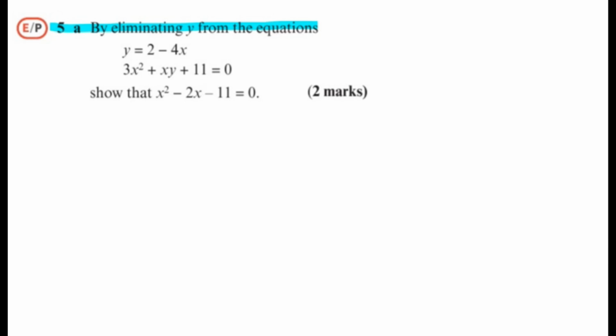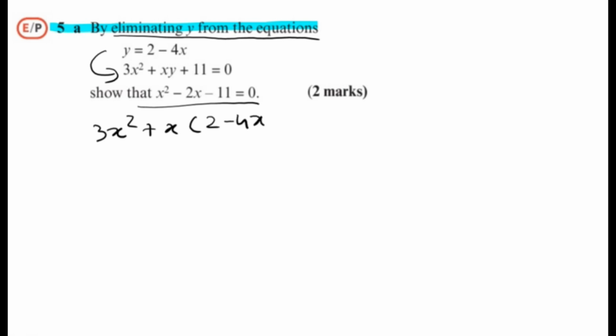Question number 5. By eliminating y from the equations, show that x squared minus 2x minus 11 is equal to 0. Here eliminating y means we have to substitute the value of y in this equation. So the whole equation is in the form of x. Okay, let's see. 3x squared plus x, instead of y I substitute 2 minus 4x, plus 11 is equal to 0. So whenever there is y, I put 2 minus 4x, which is the value of y given here.